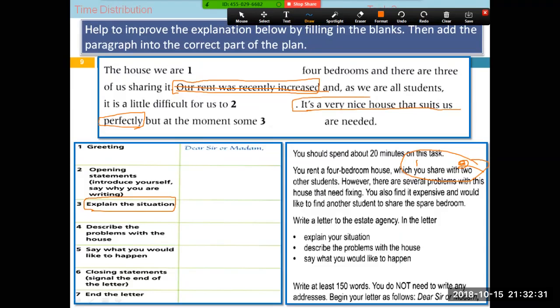So it is very easy to get carried away while writing. When some ideas come into your mind, you just start writing without thinking about whether it is given here or not. Be careful, don't assume anything specifically about the situation, unless you are asked about something very specific and that thing is not mentioned in the situation. Like we saw here, describe the problems with the house.